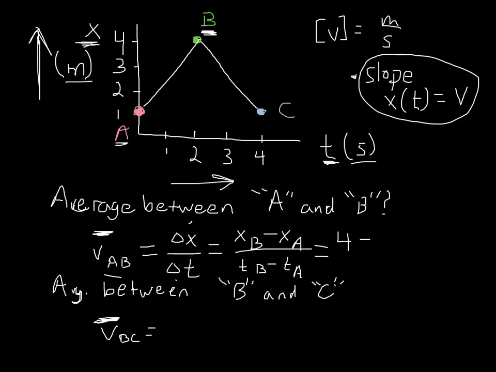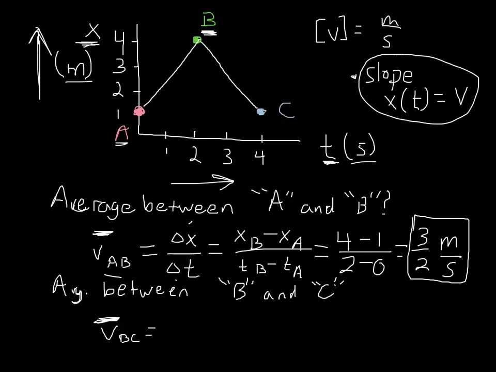What is my x position at point A? My x position at point A is 1. So I can plug in my 1. 4 minus 1. My times, what are my times at these positions? My time at point B, I look at point B, trace it down, my time is 2 seconds. Minus my time at point A. Where's my point A? Here's my point A. What's my time at point A? My time is 0 because I'm at the origin. Okay, so 4 minus 1 is 3 divided by 2. And my units for this are going to be meters per second, the slope. So my velocity between A and B is 3 over 2 meters per second, 3 halves.